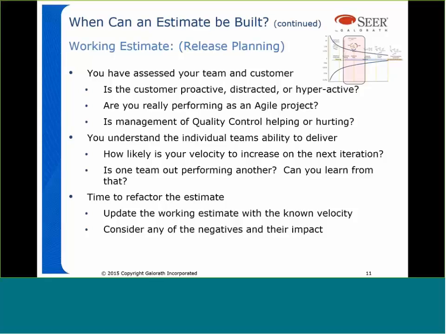Okay, so you've assessed your team and your customer. Is that customer proactive or distractive or hyperactive? All these things will influence how you're going to perform on the project. If you already know ahead of time what some of the issues are going to be that you're going to face during the life cycle of your development activities, you can project those into your cost estimate way up front. Okay. Again, are you really doing an Agile project or some fake hybrid Scrum?